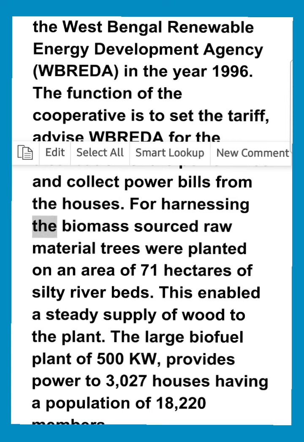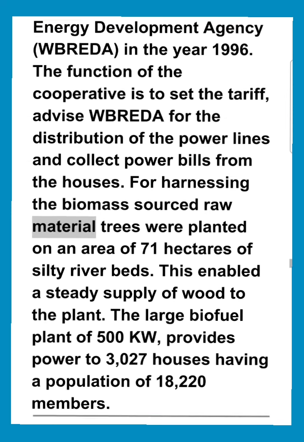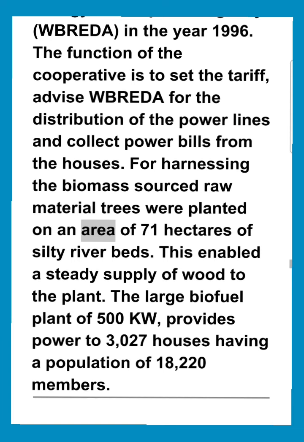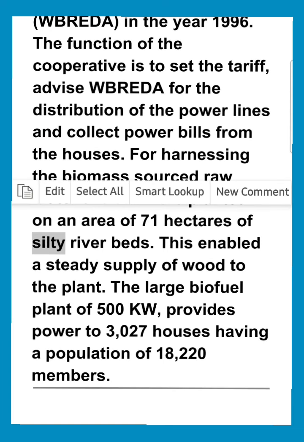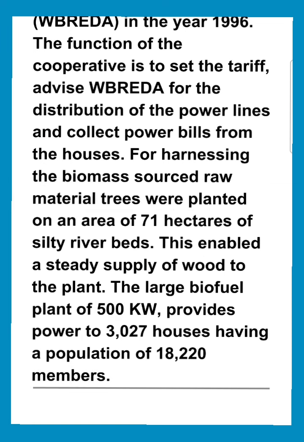For harnessing the biomass-sourced raw material, trees were planted on an area of 71 hectares of silty river beds. This enabled a steady supply of wood to the plant. The large biofuel plant of 500 kW provides power to 3,027 houses having a population of 18,220 members.